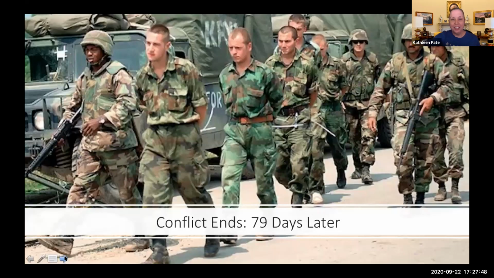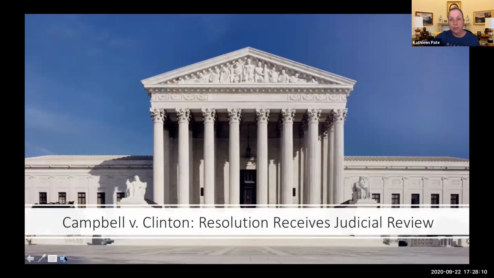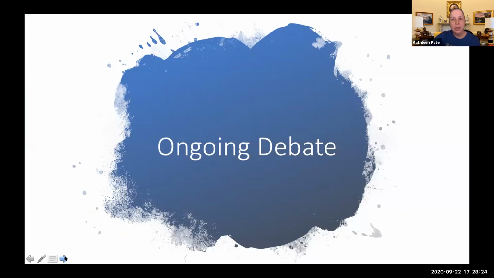I think it's actually 78 days. But the conflict does end; Milosevic backs down. President Clinton had been sending these reports not in compliance with, but in conjunction with. A member of Congress attempts to sue President Clinton for violating the War Powers Act, and the courts say that he has no standing to bring a suit against the president. So it is a source of ongoing debate.